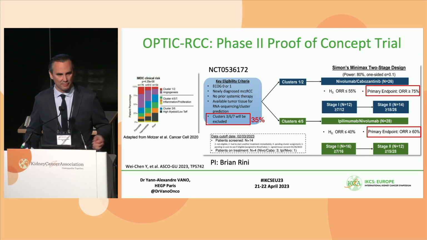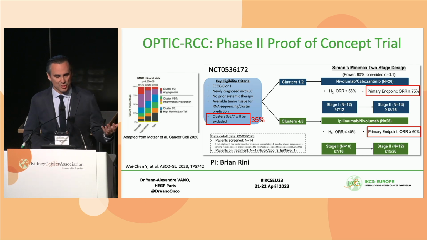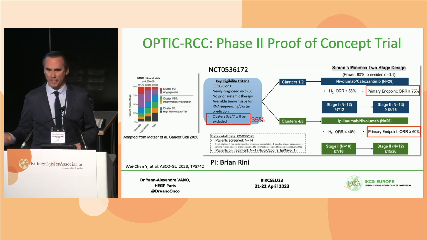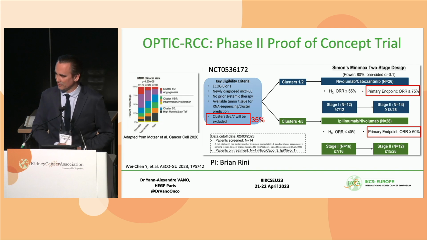We have this very great initiative from Brian Rini based on the 7 clusters that I already mentioned, from the work of Bob Motzer. And patients will not be randomized, will be treated according to the gene expression profile. Roughly, cluster 1 and 2 are pro-angiogenic clusters, and these patients will receive the nivo-cabo. You can see the ambitious primary endpoint of objective response rate, more than 75%.